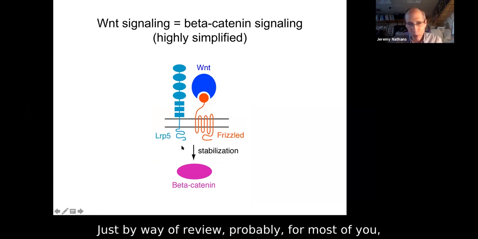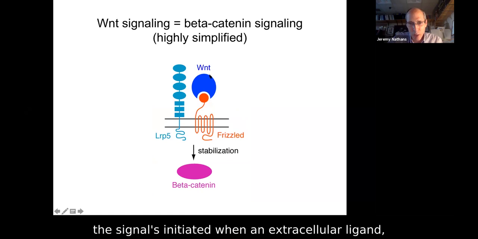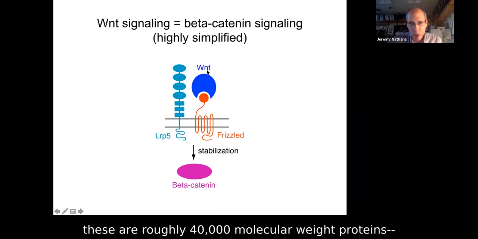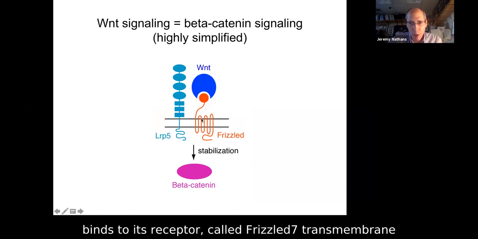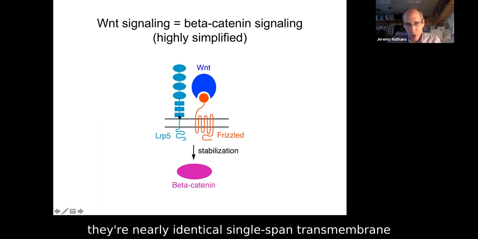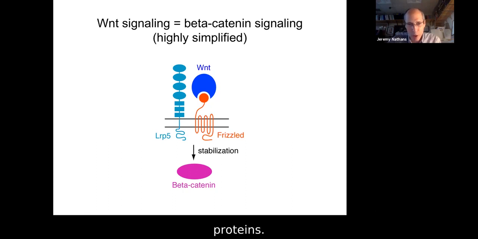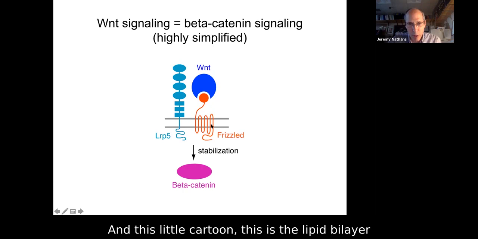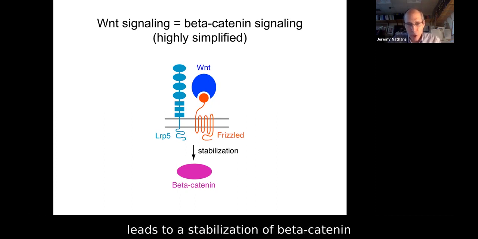By way of review, probably for most of you, the signal is initiated when an extracellular ligand, a Wnt protein, these are roughly 40,000 molecular weight proteins, binds to its receptor called frizzled, a 7-transmembrane protein, and that receptor-ligand complex interacts with a co-receptor called LRP5 or LRP6. They're nearly identical single-span transmembrane proteins. In this little cartoon, this is the lipid bilayer at the plasma membrane. And this combination of Wnt, frizzled, and LRP leads to a stabilization of beta-catenin, a rather unusual mechanism.